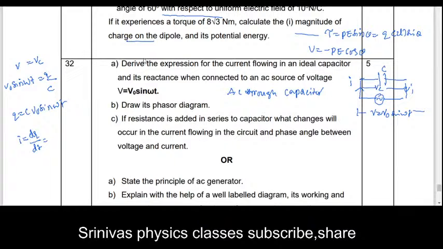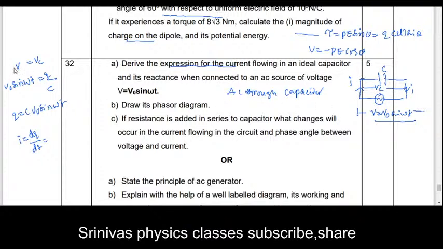Okay, you see here, question 32: derive the expression for the current flowing through an ideal capacitor. We have to find the current formula passing through the ideal capacitor. This is the capacitor, and we are connecting it to the AC source. AC source voltage we write as V equal to V naught sin omega t. Then the current formula we have to derive.